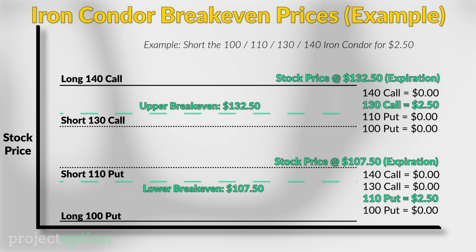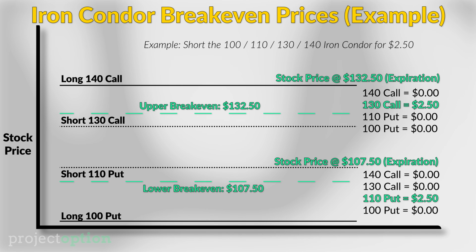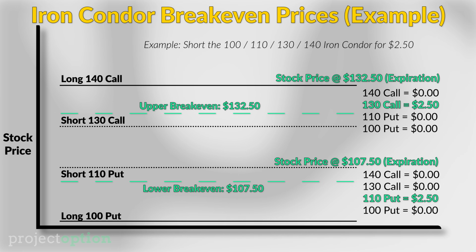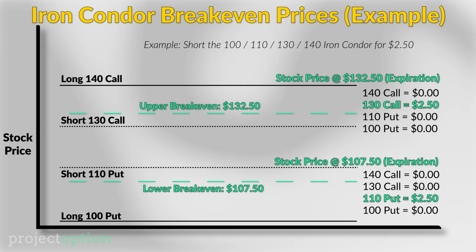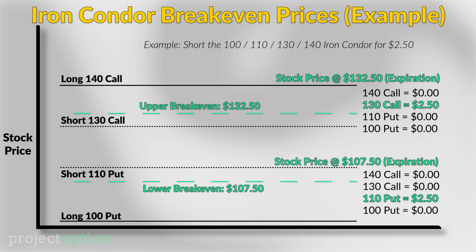The first break-even price will be the short put strike price of 110 minus our entry price of $2.50, which gives us a lower break-even price of $107.50. Now this is the first break-even price because if the stock price is right at $107.50 at expiration, then the 110 put will have $2.50 of intrinsic value, but the 100 put, the 130 call, and the 140 call will all have $0 of intrinsic value, meaning they will expire worthless. And because of that, the overall iron condor position will be worth $2.50. So that's the first break-even price.